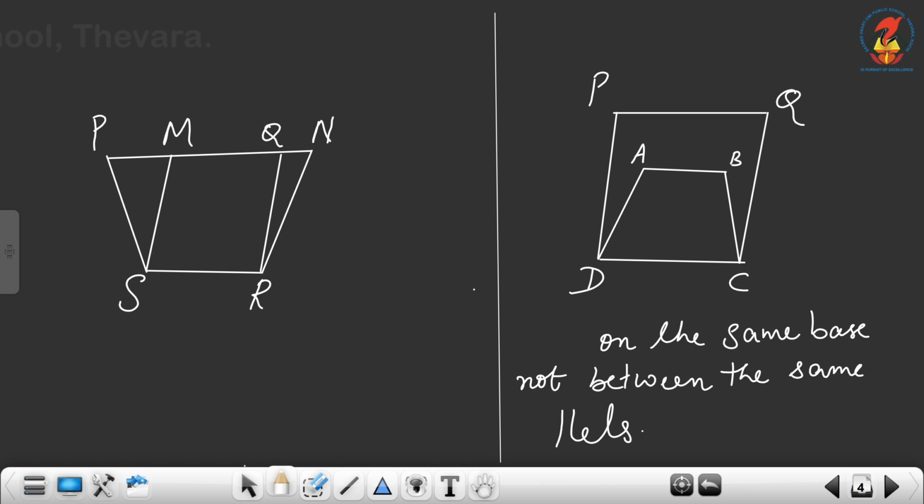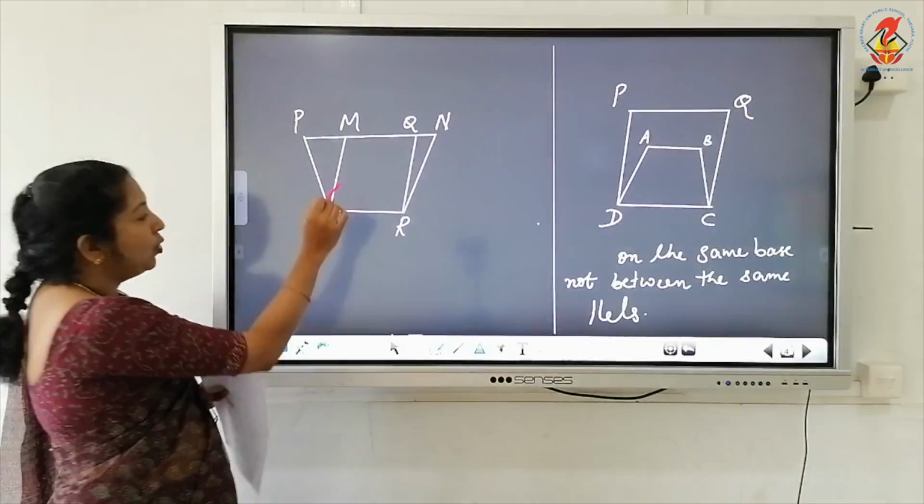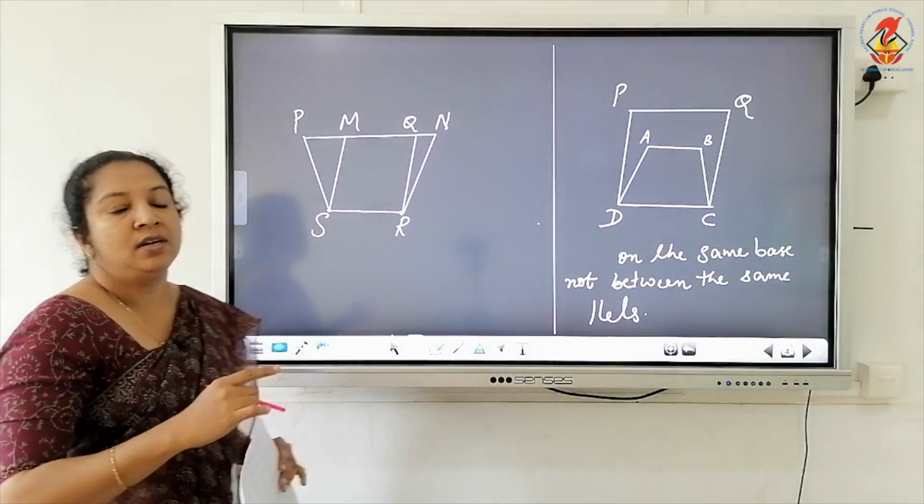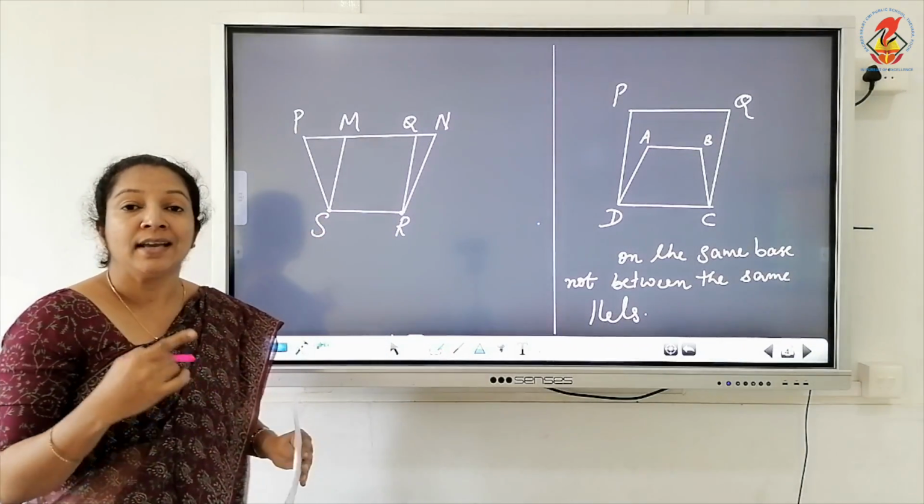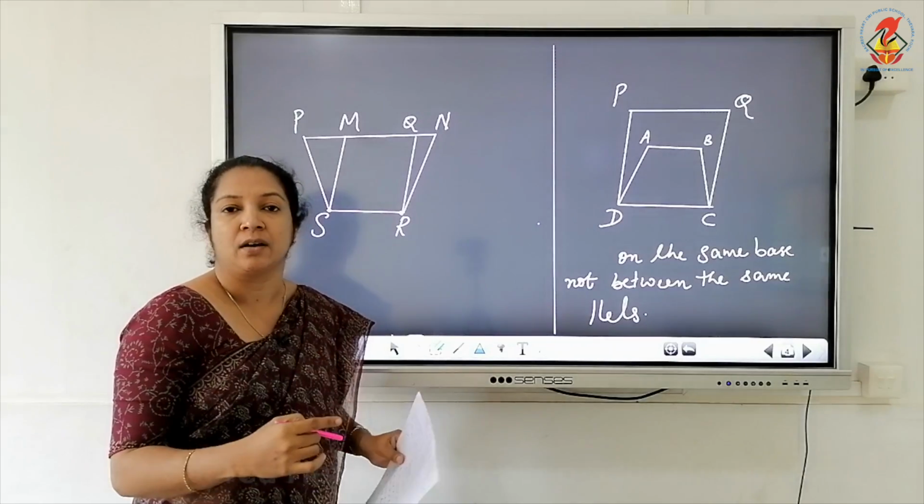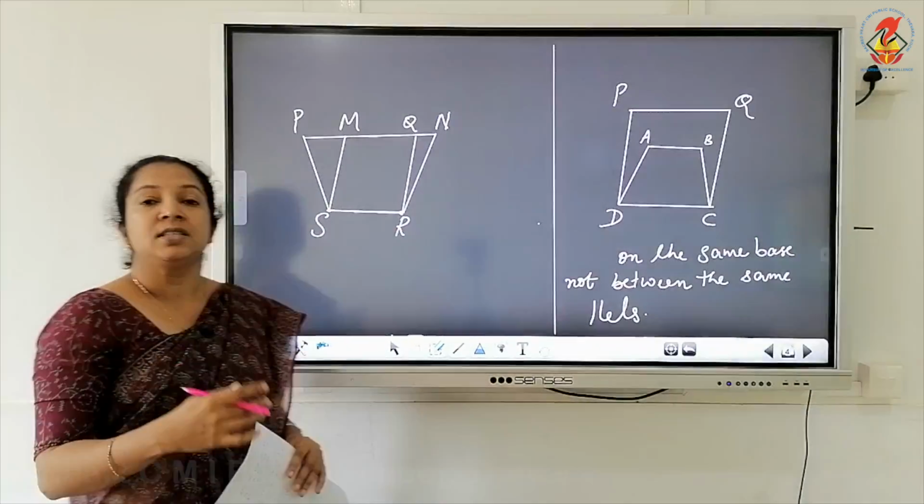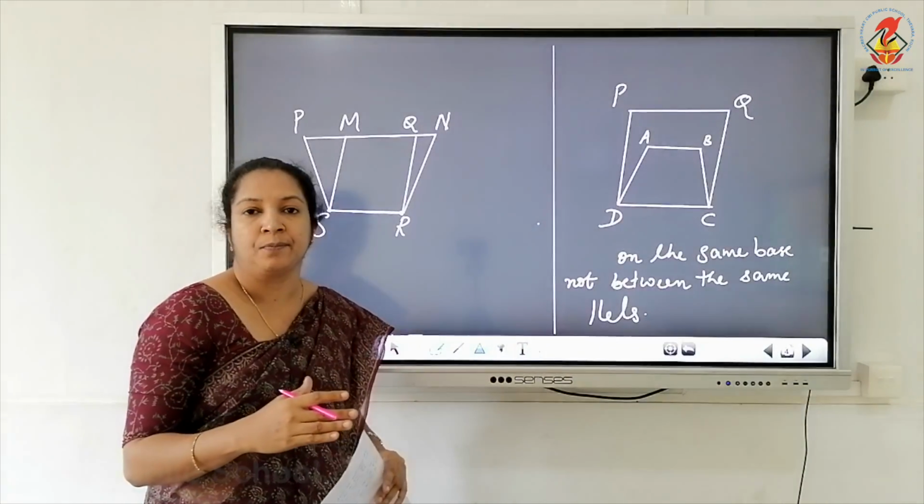So, I will show that. Consider this figure. Here we have two quadrilaterals. First one is quadrilateral PNRS and the second is quadrilateral MQRS. Both these are lying on the side SR. This is the common base. That means one side is common for both these.